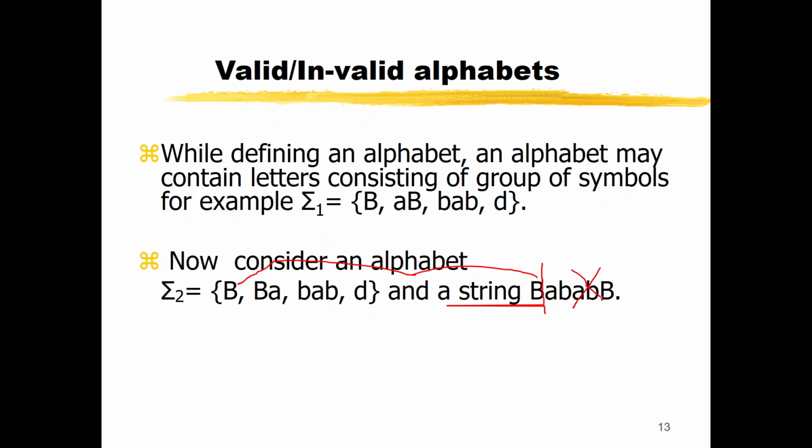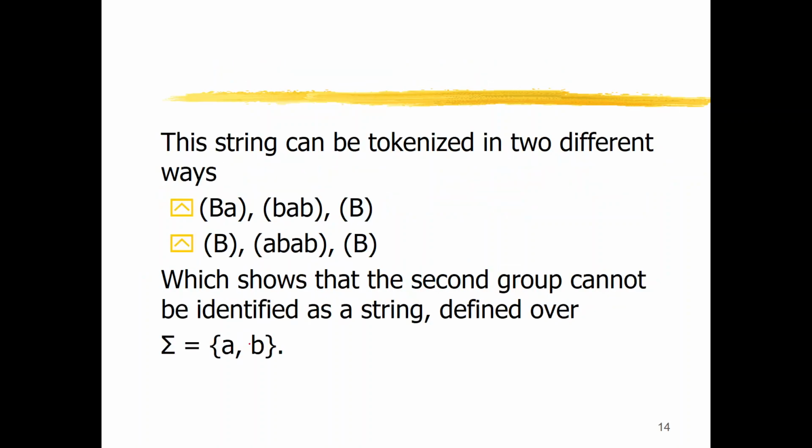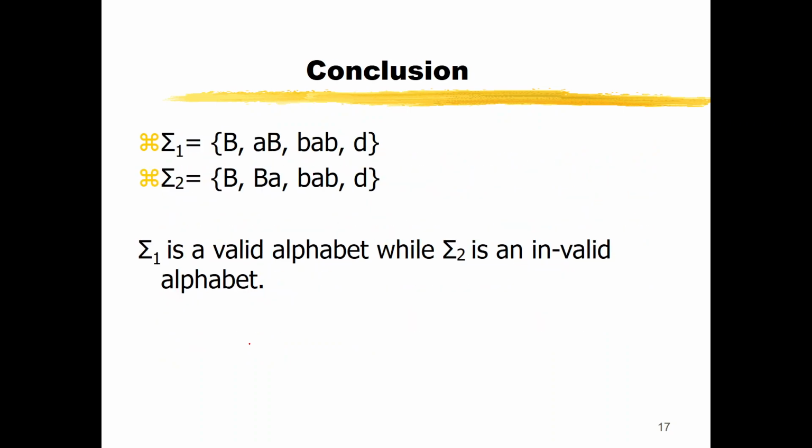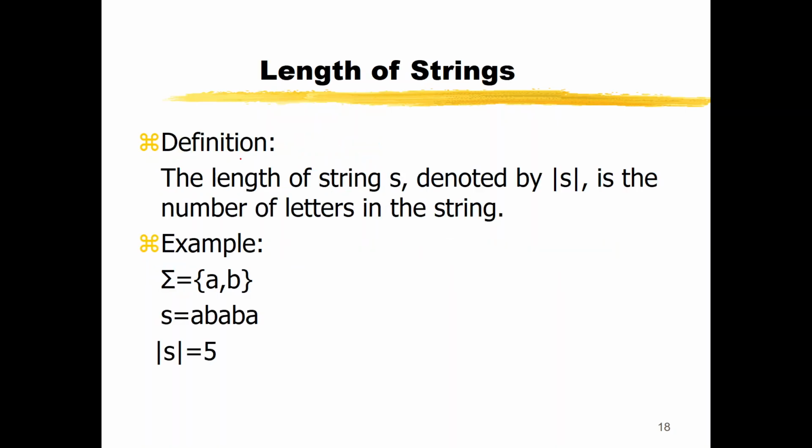And what is the reason for this ambiguity? The reason for the ambiguity is that the letters of the alphabet are starting with the same letters. So this is one kind of ambiguity which you need to resolve. All of the words, or all of the letters in the alphabet, should start with unique letters. So alphabet 1 was valid and alphabet 2 was invalid.